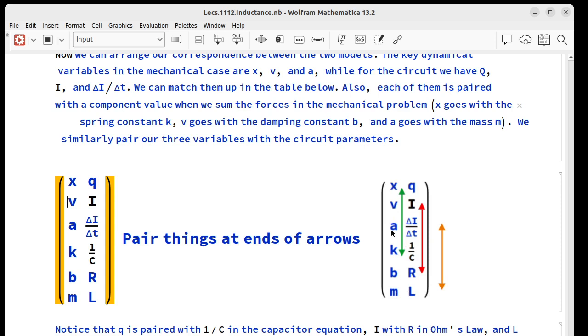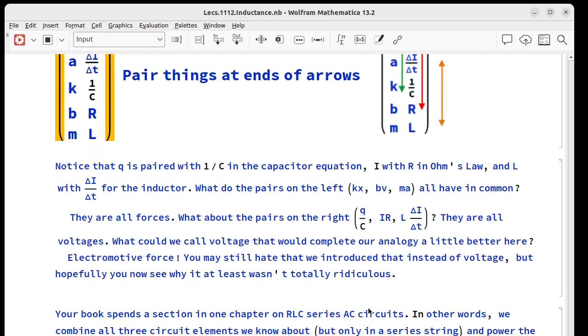A large value of X will give you a strong spring force. A large value of Q for a particular capacitor will give you a large voltage. You can see all the things pair up just like they did last semester, and a mathematician would say there's no difference in these two problems.